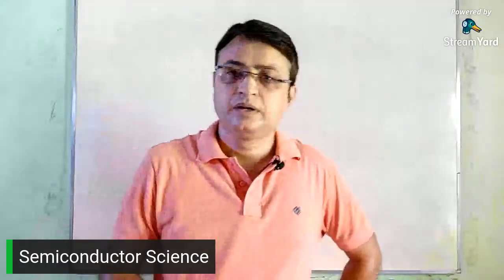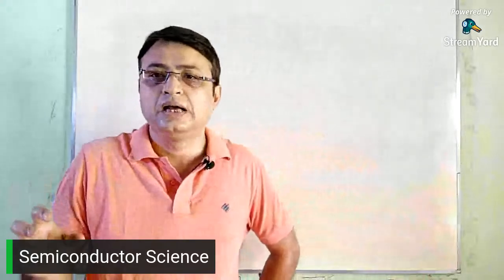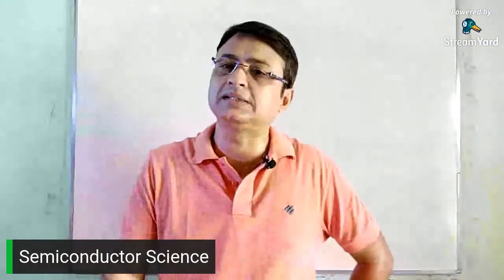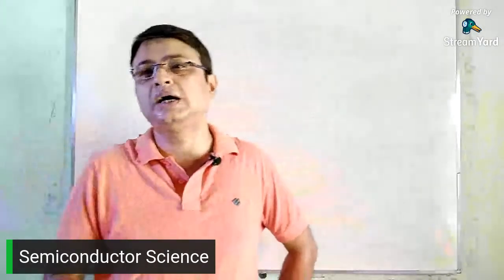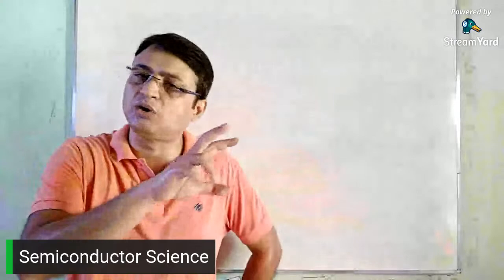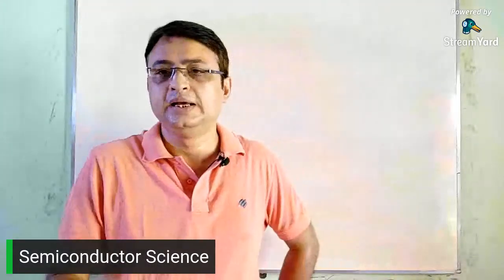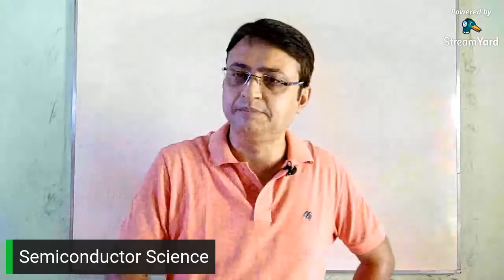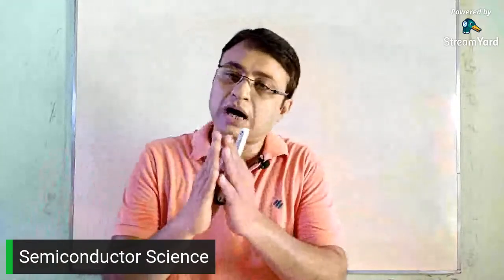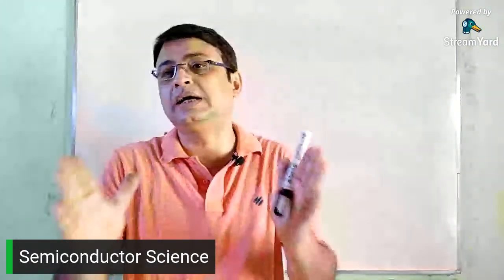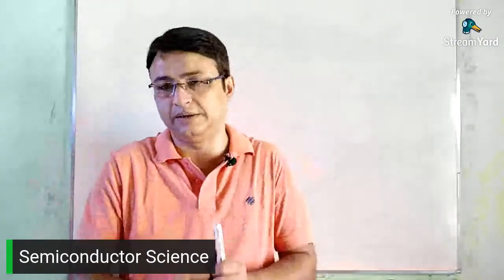Now why does the voltage applied across the PN junction not appear throughout the semiconductor material? Why does it appear only in the junction? Because, as you know, beyond the depletion layer, the entire region is known as the neutral region.